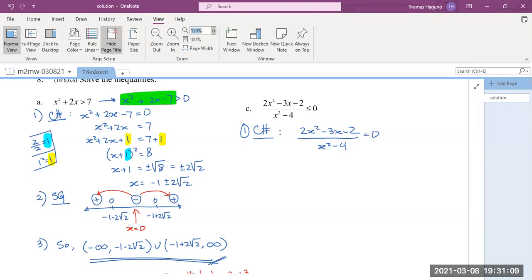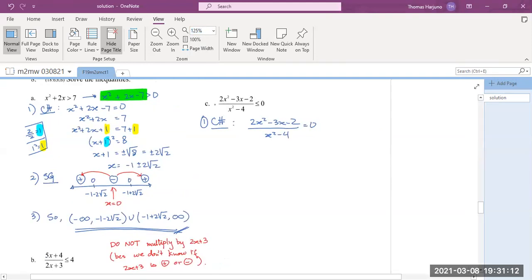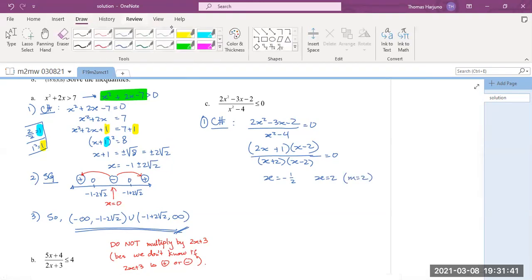Factoring, we get (2x + 1)(x - 2) over (x + 2)(x - 2) equals 0. So the critical numbers are x = -1/2 and x = 2. Notice that x = 2 happens twice: once on the top, and once at the bottom, so it has multiplicity of 2. And x = -2 happens once.